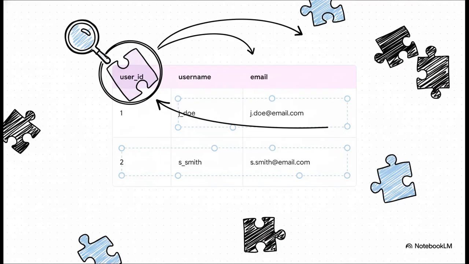Okay, so here's our first piece of the puzzle, a simple users table. This is pretty straightforward, right? Each person has a username, an email, and this is the most important part, a totally unique user ID. That number is how our system tells one person from another.